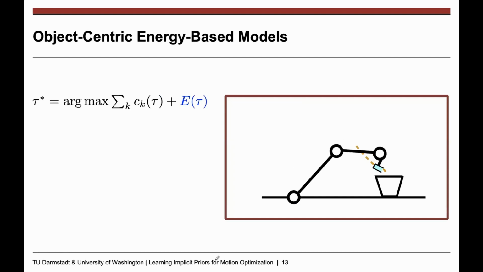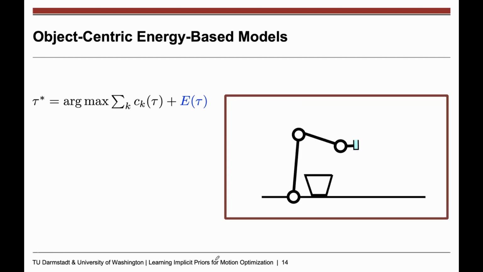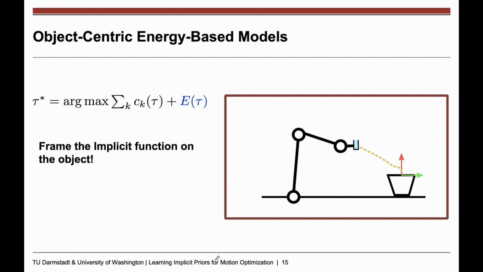We propose modeling object-centric energy-based models. Let us assume we are generating pouring trajectories by motion optimization, in which the pouring task is modeled by an implicit function E. Nevertheless, we would like to learn the energy function such that it can easily adapt to different pouring places. We do so by learning an energy function that is centered on the object we aim to pour into, such that wherever the object is, the learned cost function will adapt to it.